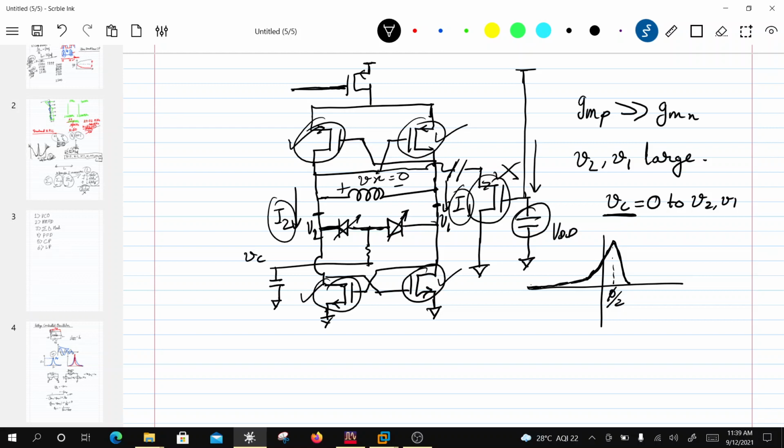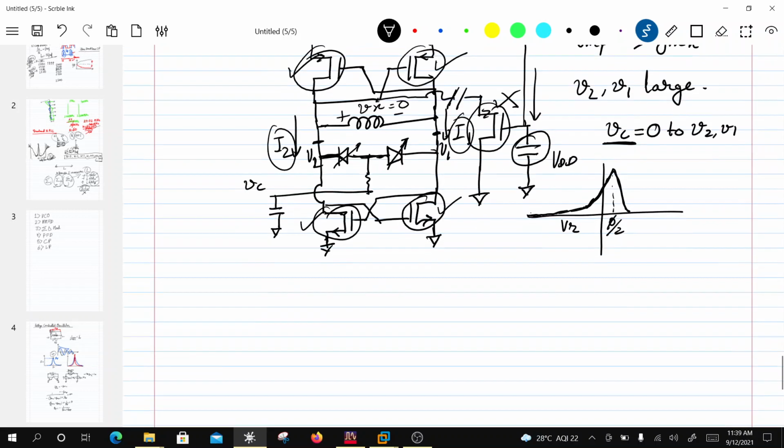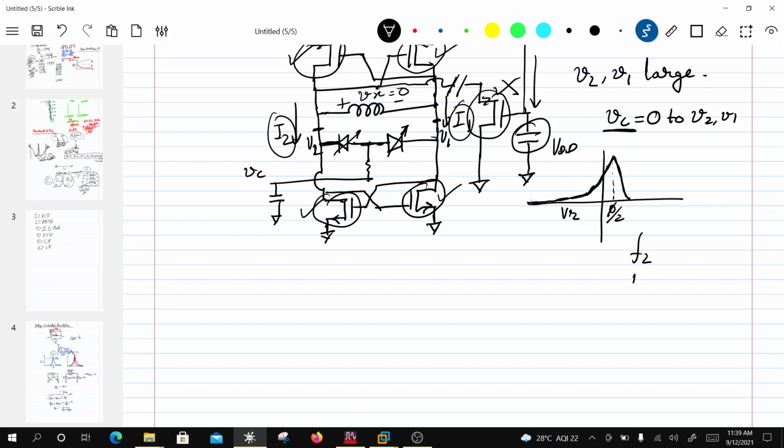So if you have a large negative voltage across the device, then the capacitance is small, and the device would tune to a higher frequency, f2. So if VC is small, then it is tuning to f2, and if VC is large, approaching this value, then it is close to 0 volts across the device, and the capacitance is large, so it will be tuning at f1.